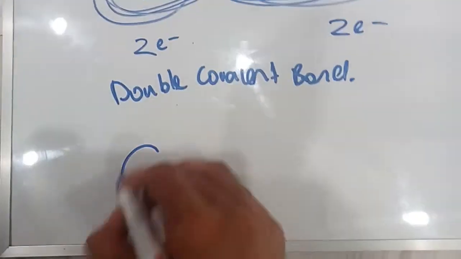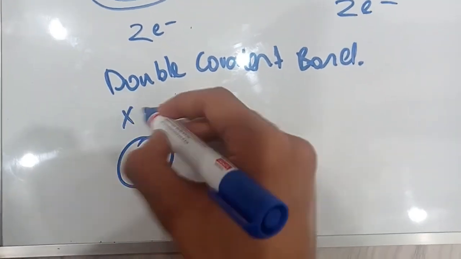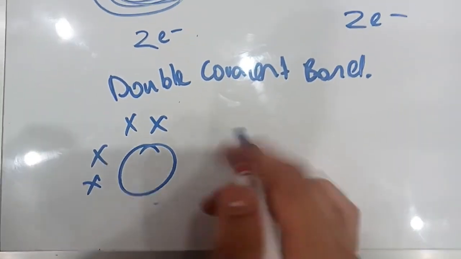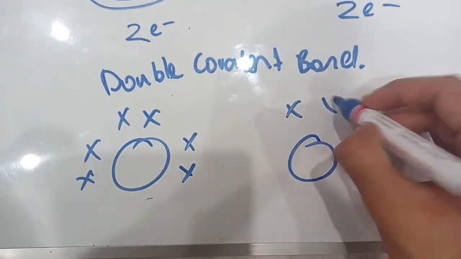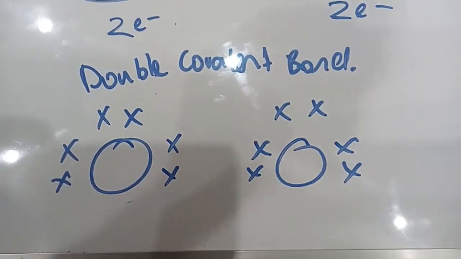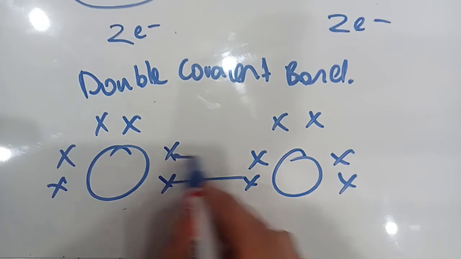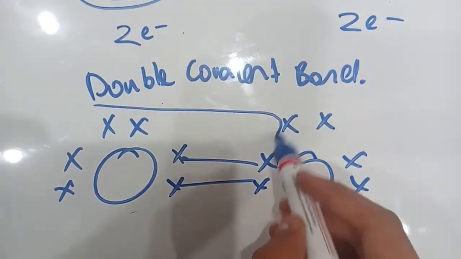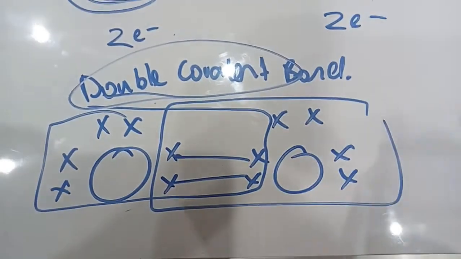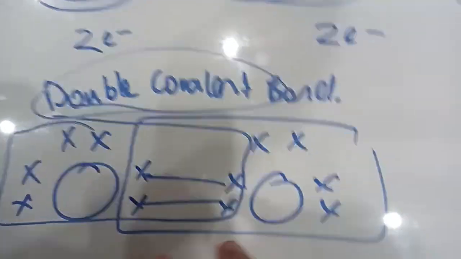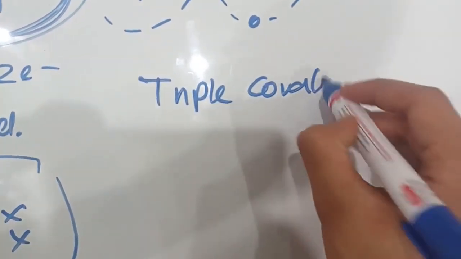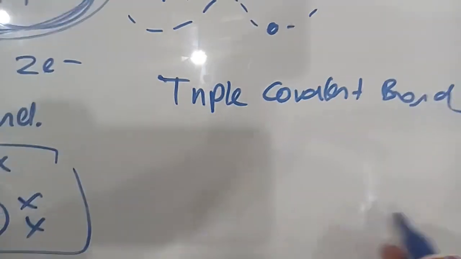Let's take oxygen. Oxygen has six electrons in its outer shell, and so each atom needs two more. What happens is that they share two electrons. So now at any time you can say that this has eight, and this has eight, so both of them are stable. That's your double covalent bond, because you're sharing two electrons each. Finally, you have the triple covalent bond, where you share three electrons each.